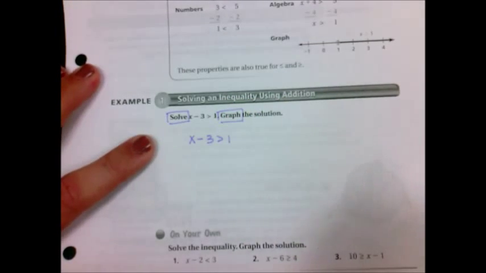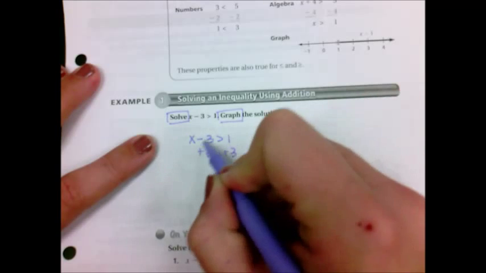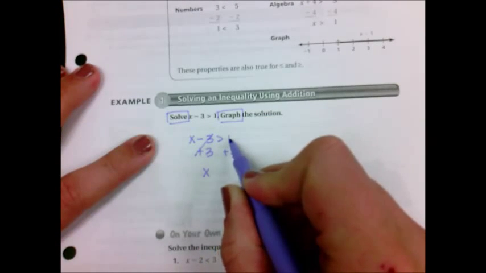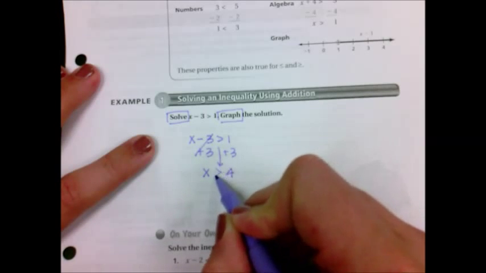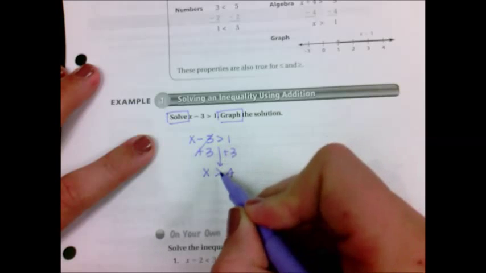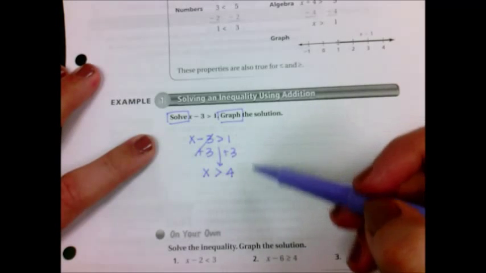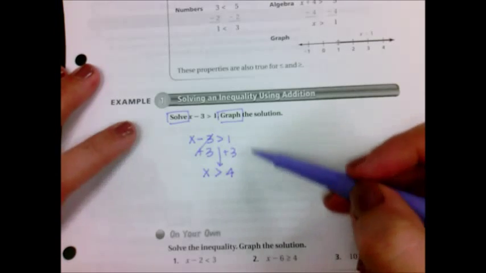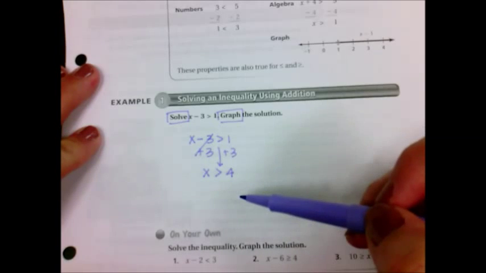We want to get x by itself, so we need to get rid of a minus 3, which means we will add 3. The minus 3 and the plus 3 cancel out to leave x. 1 plus 3 is 4, and this sign stays the same. So if it was a greater than sign up here, it's still going to be a greater than sign down there. Again, these are the same steps and rules that we wrote out in 7.2 and 7.3. So if this part is confusing, please go back and watch those videos.